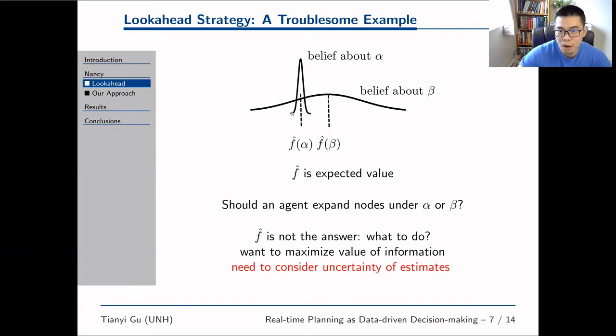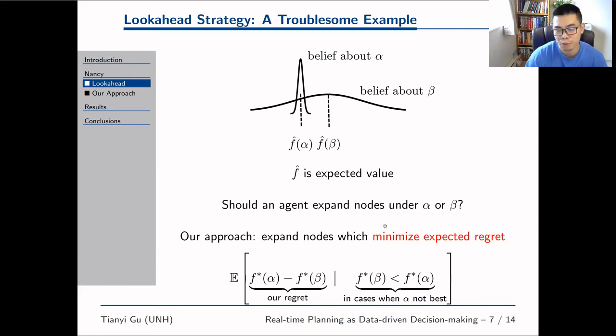If we can somehow represent the uncertainty as a belief distribution of the value estimate for alpha and also for beta, and the agent is quite certain about the value of alpha but quite uncertain about the value of beta, then it might be more helpful to do more look ahead, more search under beta. That way, at the end of the search, the agent can be more confident about which action to commit to. So if a scalar expected value is not the answer, what to do? What we really want to maximize is the value of information. We need to consider the uncertainty of the estimates.